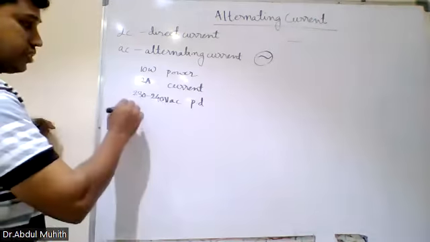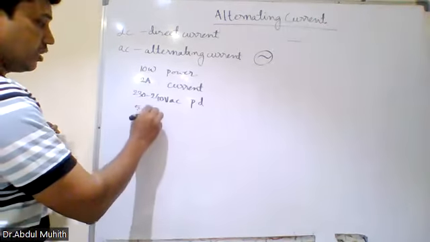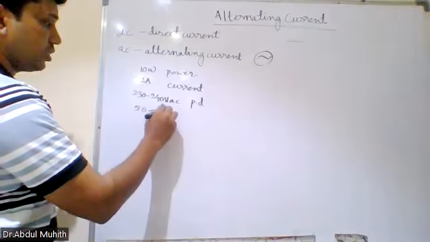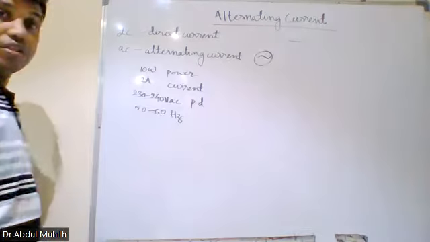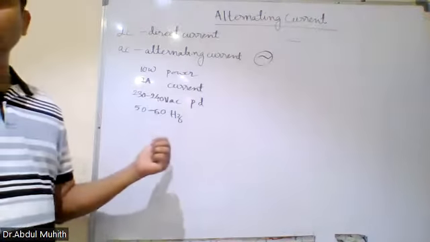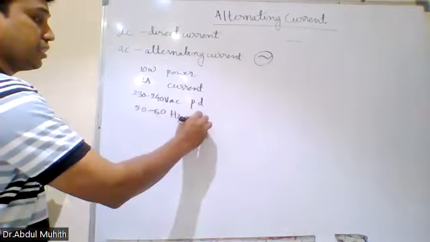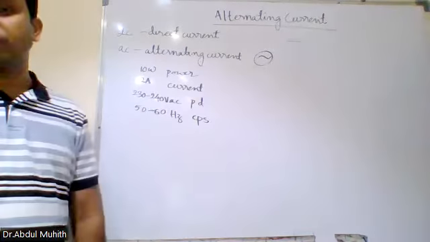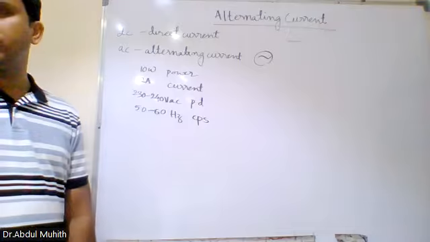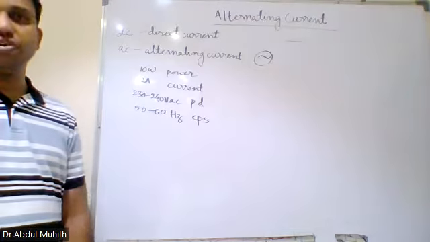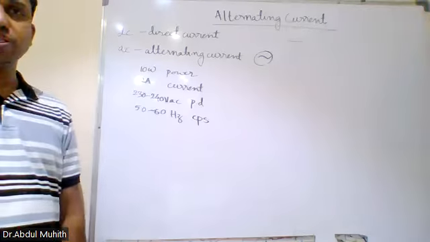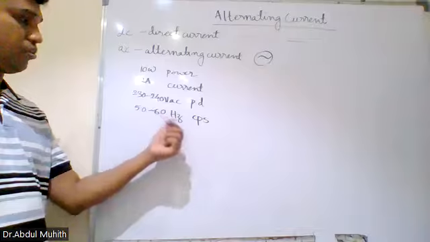AC potential difference. And then 50 to 60 hertz. This is the frequency. Electrons are changing polarity 50 to 60 times in 1 second. Sometimes it is written CPS, which is cycles per second. That is also a unit of frequency. Hertz is a unit of frequency, and CPS is also a unit of frequency.